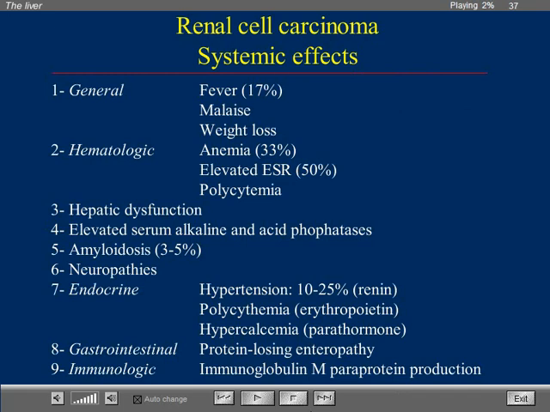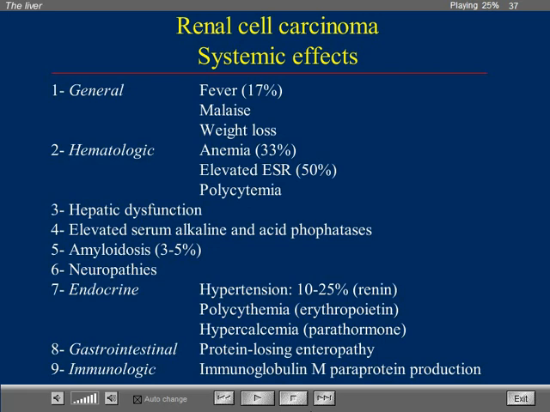There are several systemic effects of a renal cell carcinoma. The general symptoms are fever in 17%, malaise, and weight loss. Hematological abnormalities include anemia in 33%, elevated sed rate in more than 50%, and polycythemia, which is the opposite of anemia.